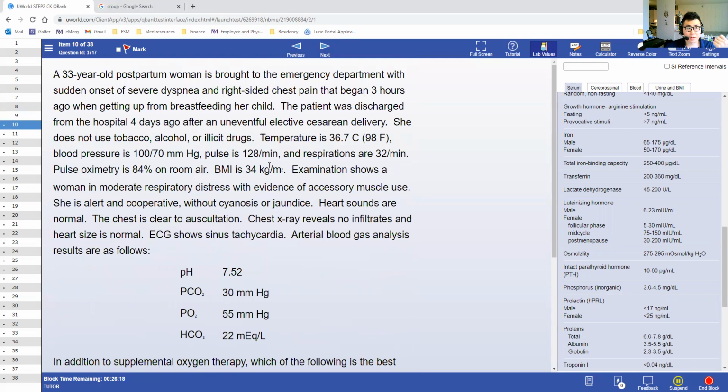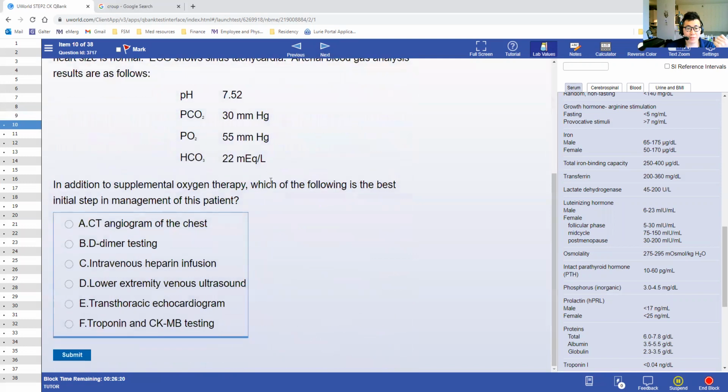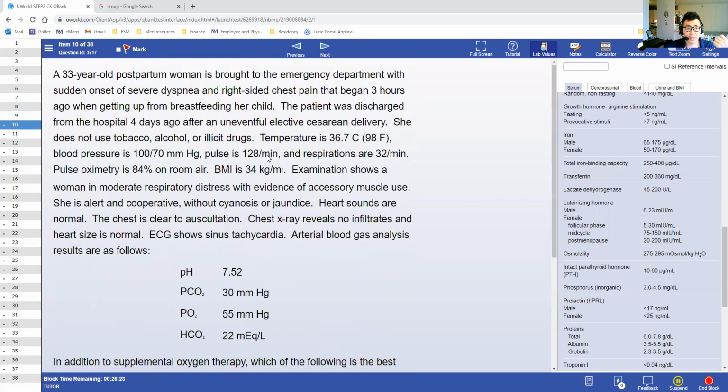All right, we're at question 10. Management question: 33-year-old woman, postpartum setting, discharged 4 days ago. All right, the first one was a PE picture. Yeah, so C-section, post-surgical setting. Tachycardic, tachypneic, obese.